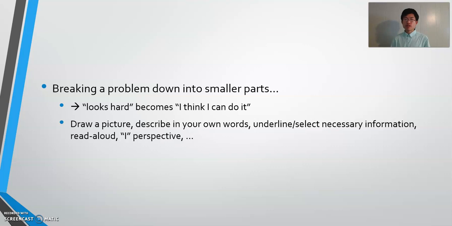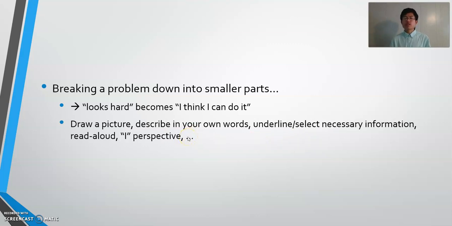I've seen and heard students make comments like that after the teachers have explained and broken it down. They start to think, oh okay, it's a lot, but it's not that complicated. The things you can do to break it down and understand the situation of a problem are to draw a picture, describe it in your own words, and underline or select necessary information. There might be some information that you really don't need.